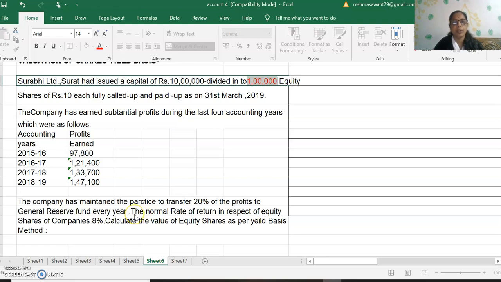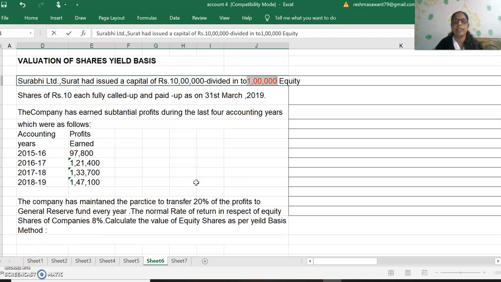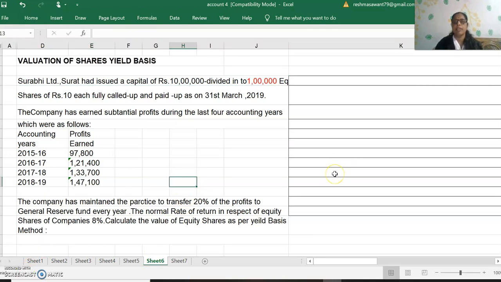It is important to identify the normal rate of return. The normal rate of return in respect of equity shares of companies is 8%. Calculate the value of equity share as per the yield basis method. In this yield basis method, there are two methods: first, the profit basis method, and second, the dividend basis method. Today we will discuss only the profit basis method.